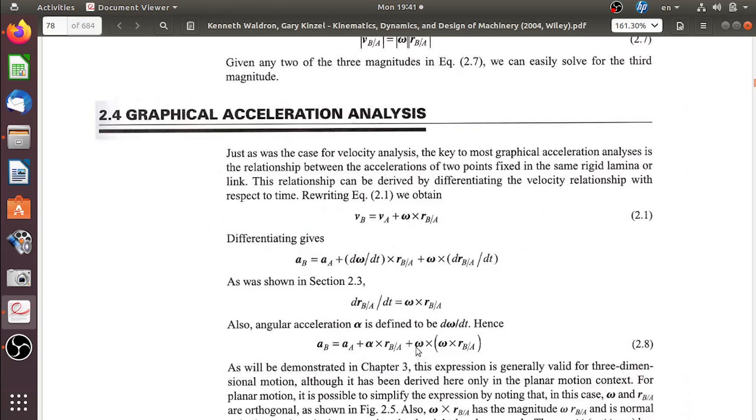What about the direction of this term? We know the direction of omega cross RB/A is going to be perpendicular to RB/A. Once again, if I take a cross product, that will result in a vector which is going to be perpendicular to the perpendicular of RB/A, which means it will be along RB/A, but in the opposite direction.